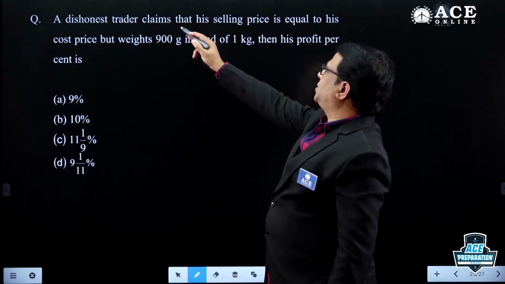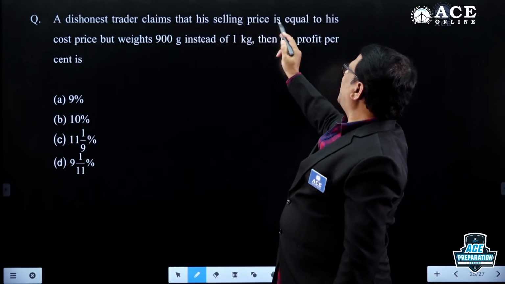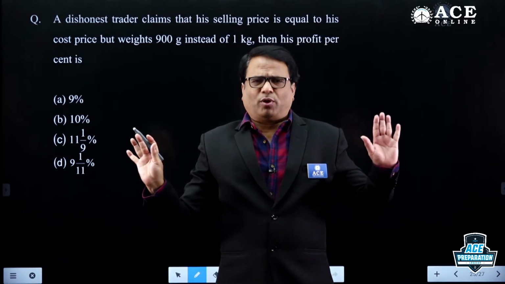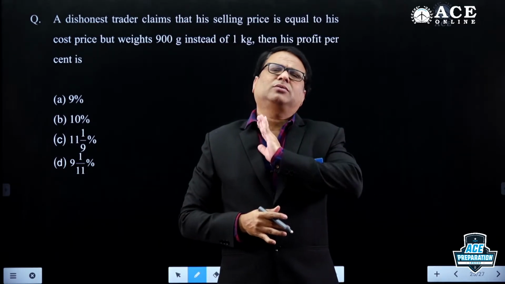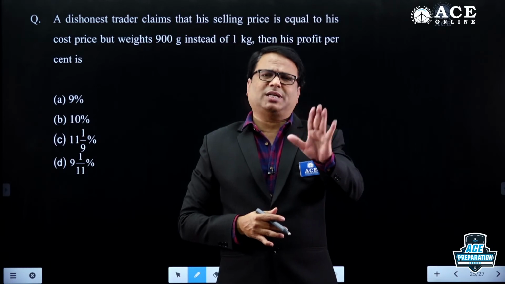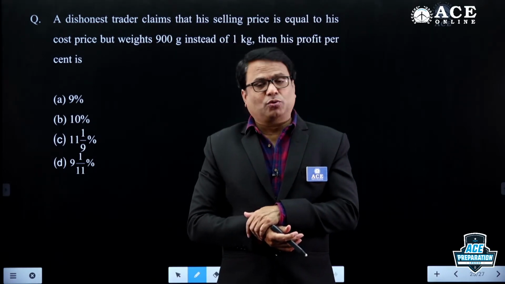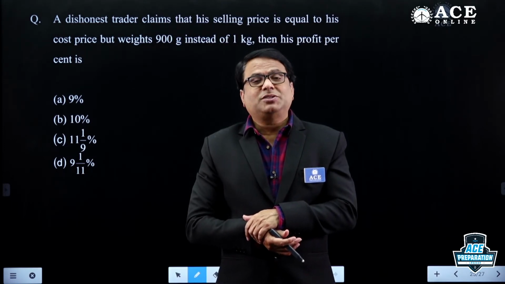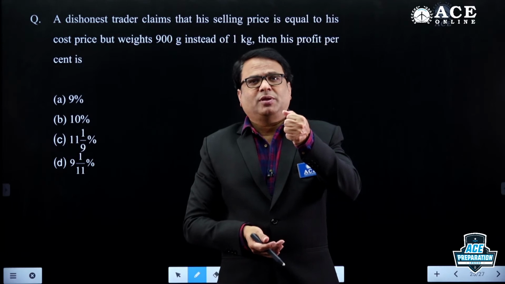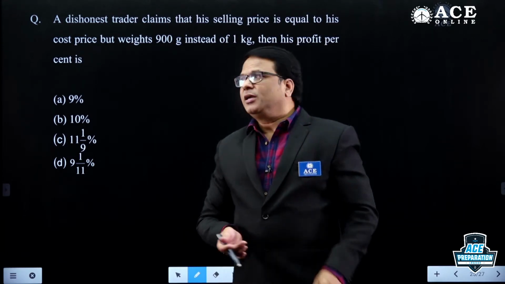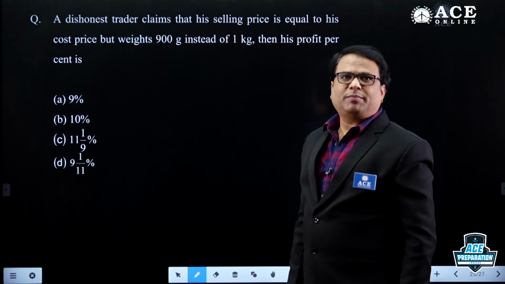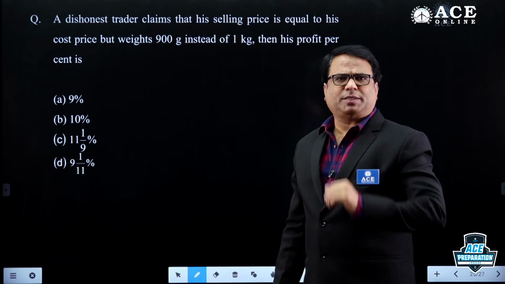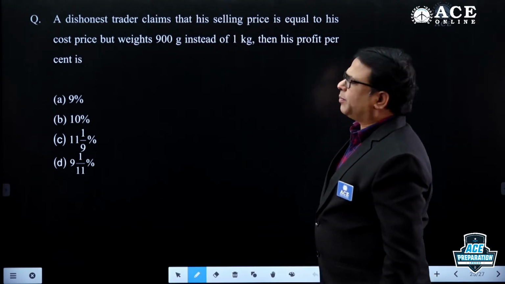You can see here, a dishonest trader claims that his selling price is equal to his cost price. That means he says, I don't want to make any profit, I will sell the goods at cost price. That is what he promises to the customers. And really he is selling the goods at cost price, no doubt. But he is cheating the customers by weight. Instead of taking a 1 kg weight, he is using only 900 grams. That means he is short weighing. He is cheating the customer by 100 grams for every kg. Then what is his profit percent?